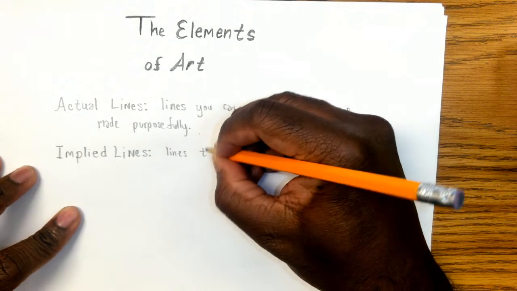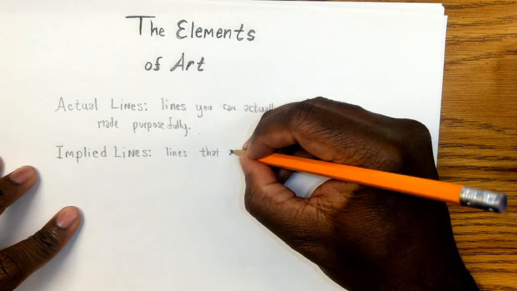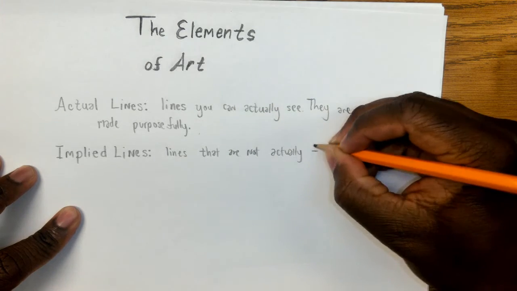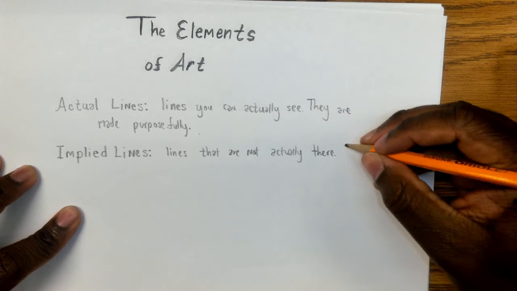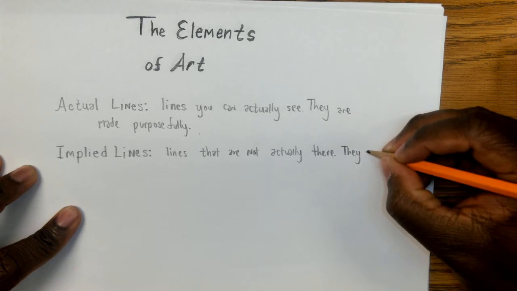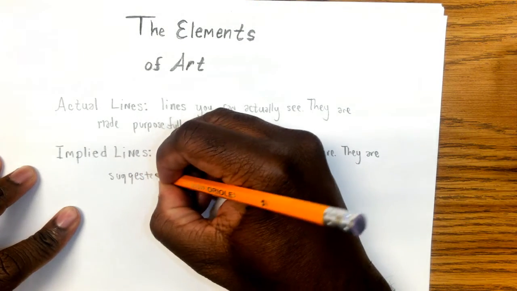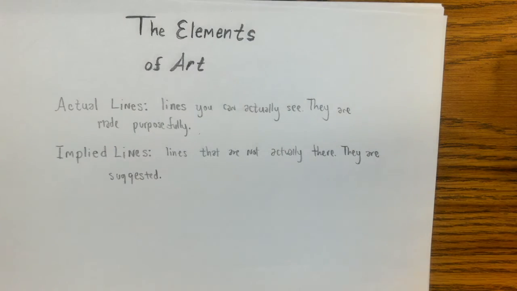are lines that are not actually there. They are suggested, you could say. See, your brain, in combination with your eyes, sees things that aren't specifically there. It's where that phrase, reading between the lines, comes from. It's what isn't directly said, but could be meant.